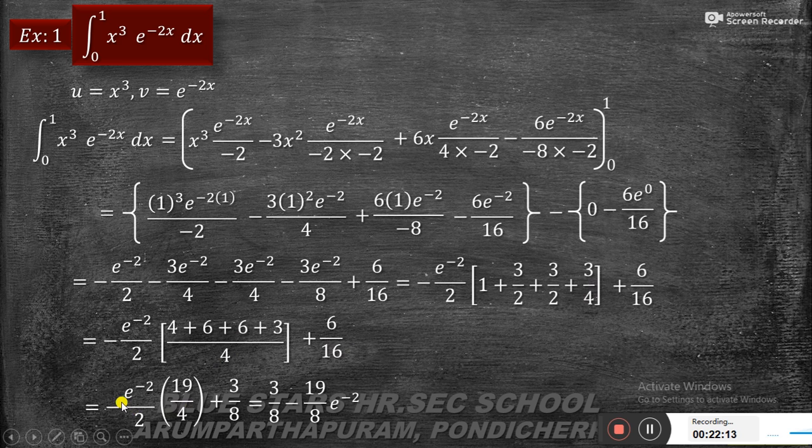In the next step, minus e power minus 2 by 2, you add 10 plus 9 by 4 plus 3 by 8 equal to, just you write it, that means 3 by 8 minus 19 by 4 e power minus 2. This is your answer for the first problem.